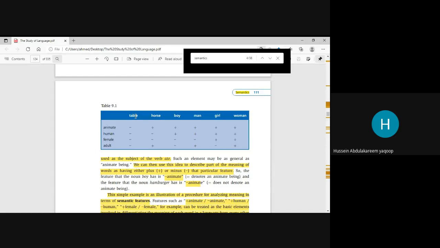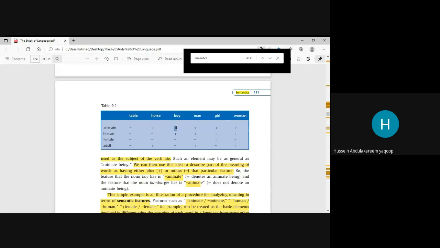Now, table: is it animate? No, that's why we give it a minus. Is it human? No. Is it female? We don't know; we don't have a gender for a table. Is it adult? Because it is not animate, we cannot decide, so it's minus. Now for a horse: is it animate? Yes, a living being. Human? No. Female? No. Adult? Yes.